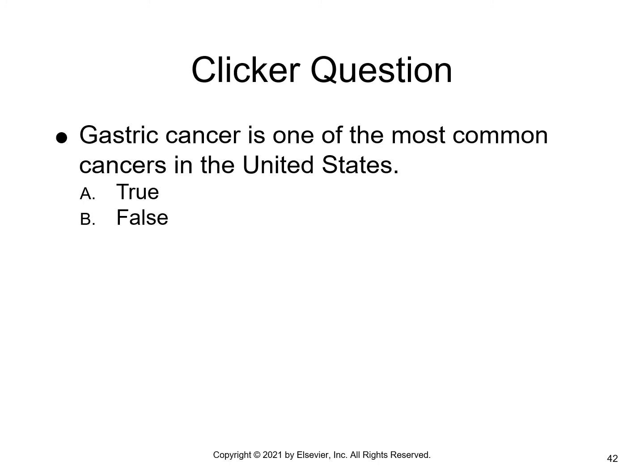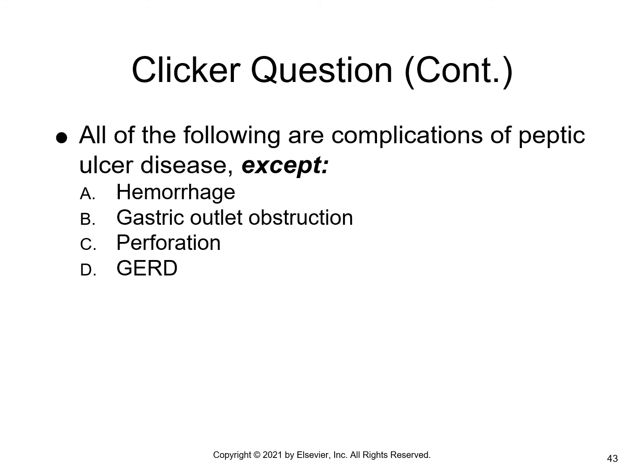Okay, so gastric cancer is one of the most common cancers in the United States. That is actually false. It was more common in Eastern Europe and Japan. All of the following are complications of peptic ulcer disease except hemorrhage, gastric outlet obstruction, perforation, or GERD. Our answer here would be GERD.